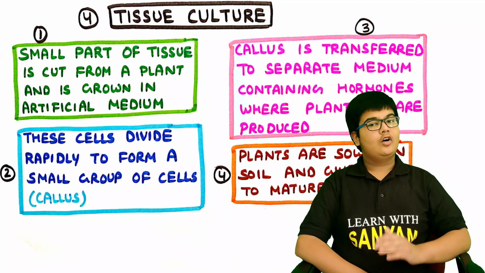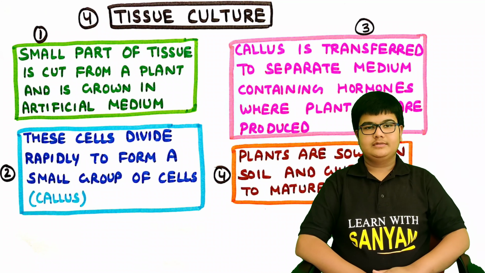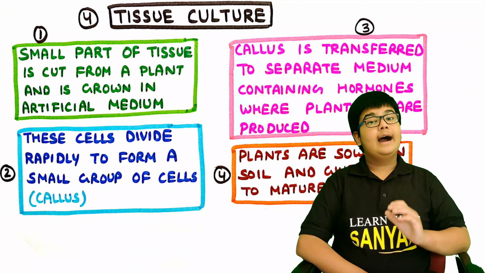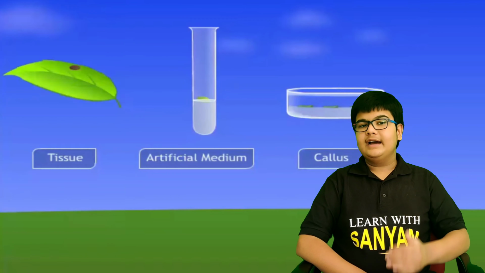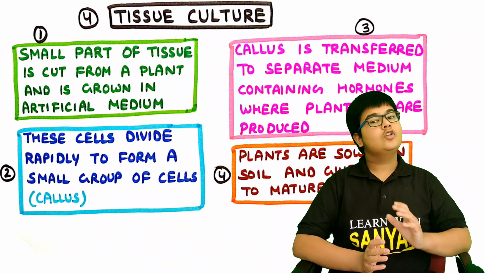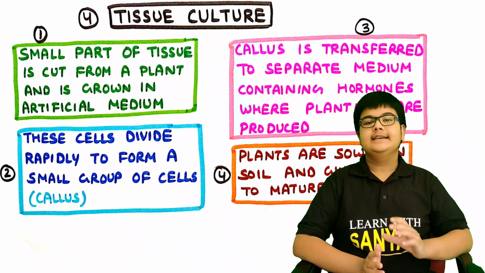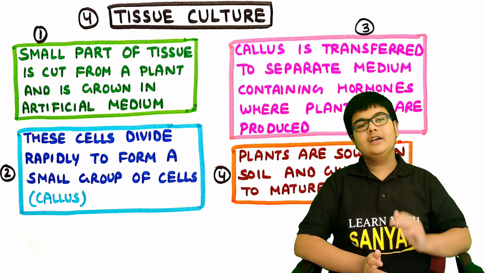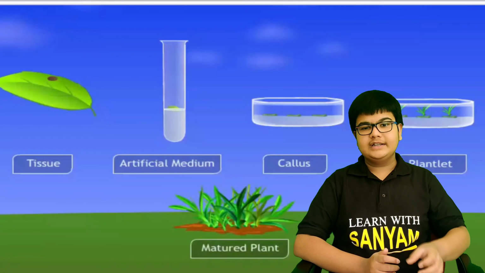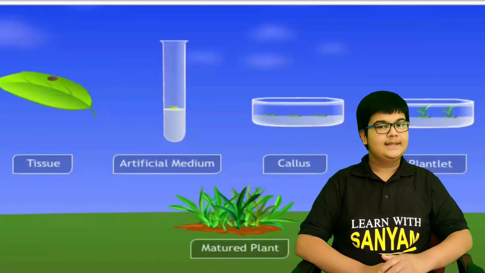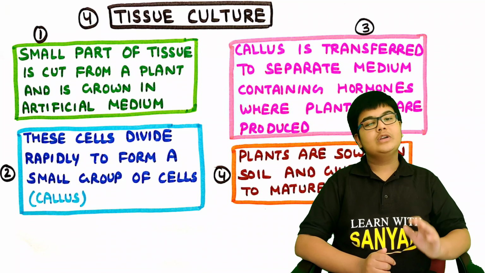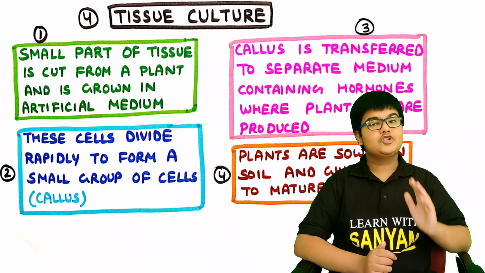Another artificial method of vegetative propagation is tissue culture. In this, a small part of tissue is cut from a plant and grown in artificial medium. In the artificial medium, the cells divide rapidly to form a small group of cells called callus. This callus is transferred to a separate medium containing hormones where plantlets are produced. These plantlets are sown in the soil to give rise to mature plants. So in this way, the plantlets can be artificially produced and then sown in the soil to give rise to the plants. And this is nothing but tissue culture.